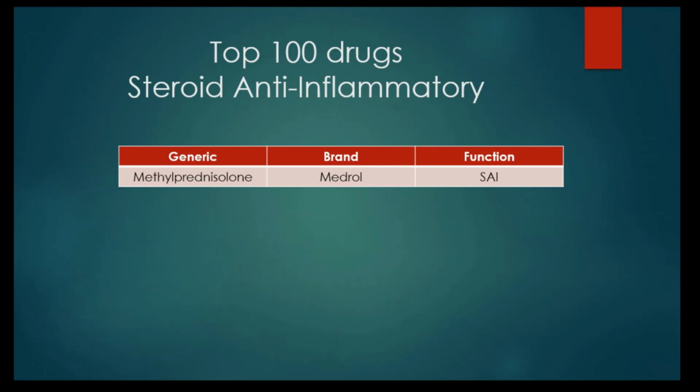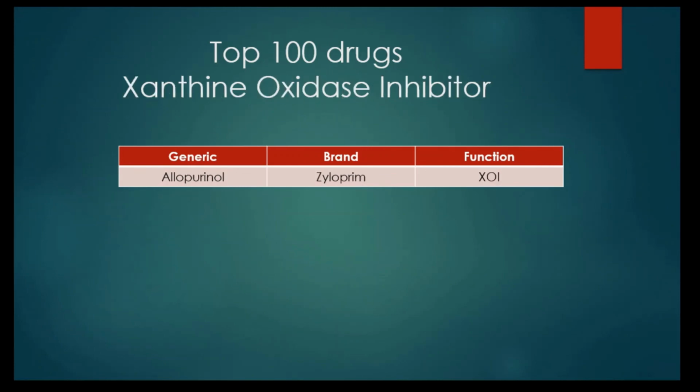Next, we've got steroid anti-inflammatories. Drugs include methylprednisolone, which is also known as Medrol. And finally, we've got xanthine oxidase inhibitors. Drugs include allopurinol, and brand name is going to be Xyloprim. So that's going to conclude this video.